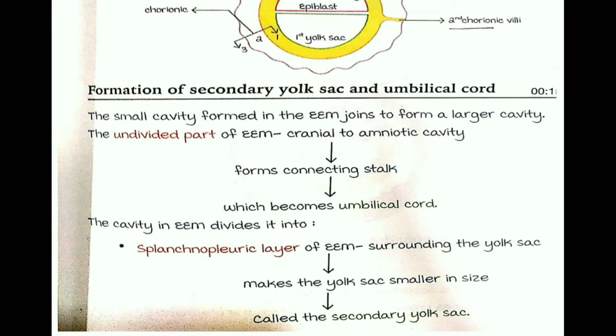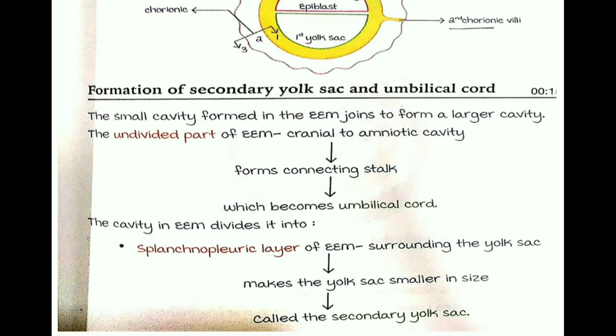So now I'll talk about the secondary yolk sac and the umbilical cord. As I said before, there is extraembryonic mesoderm, the yellow color in the diagram. In that, cavities are formed, and the small cavities formed in the extraembryonic mesoderm join to form a larger cavity. So in the extraembryonic mesoderm, where the cavity is not formed, which is the undivided part of extraembryonic mesoderm cranial to the amniotic cavity, that part will form the connecting stalk, and this connecting stalk will become the umbilical cord.